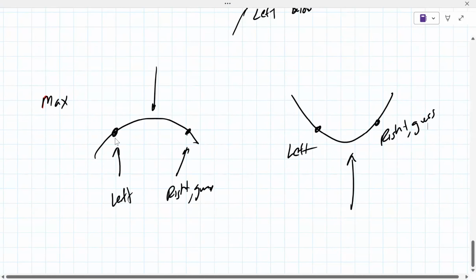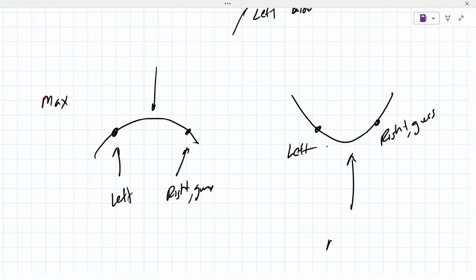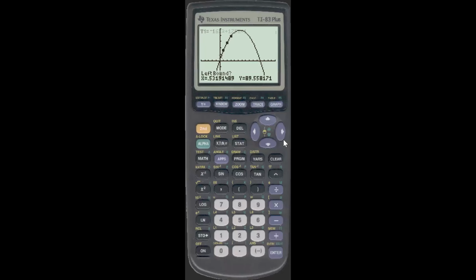So your left is left of the max and your right is right of the max. For the min, it's left of the min, right of the min, and so on. If we go back to the calculator, depending on where your cursor is, you just need to be left of it. Any of the places I am right now is left of it. You don't have to get really close. You just have to be left of it.